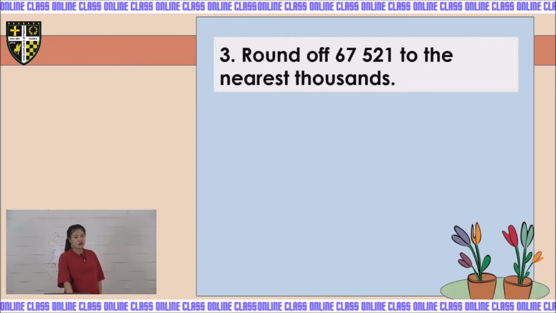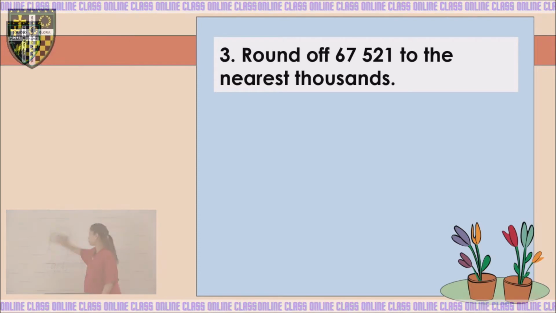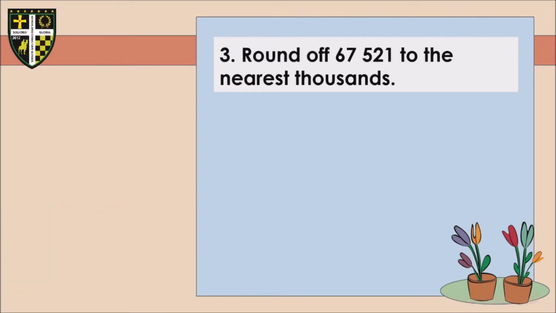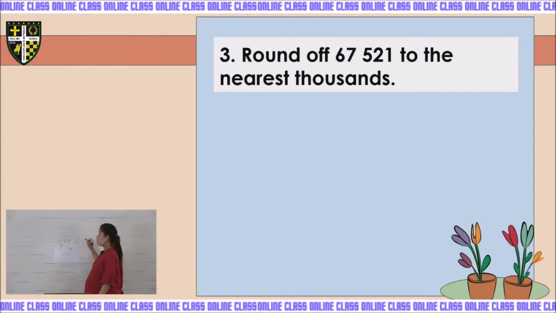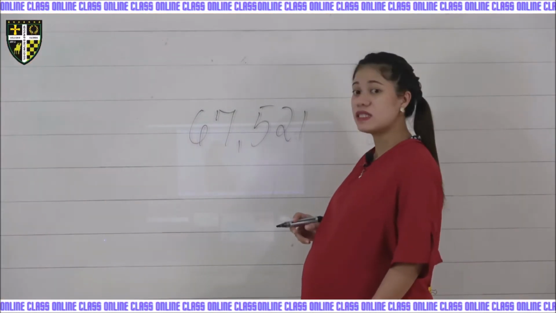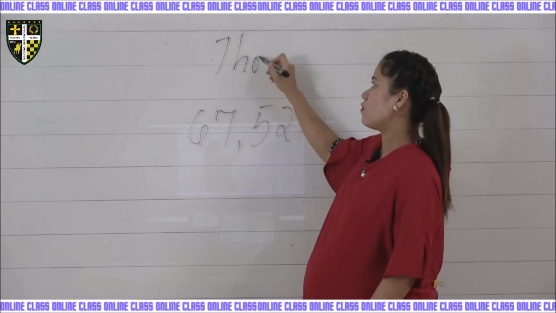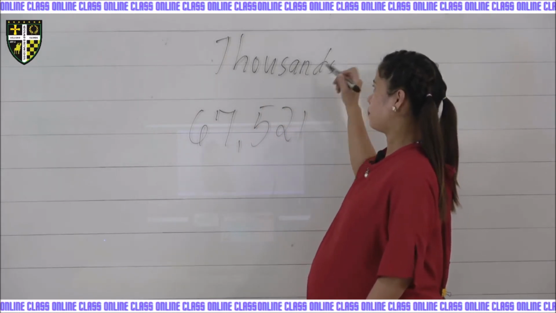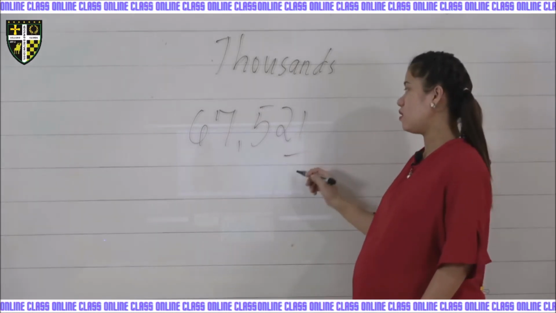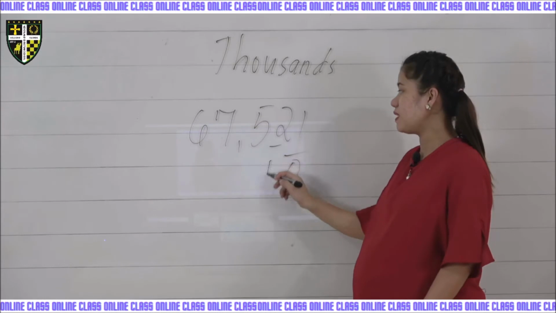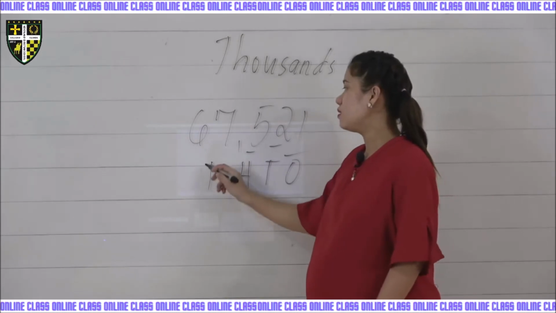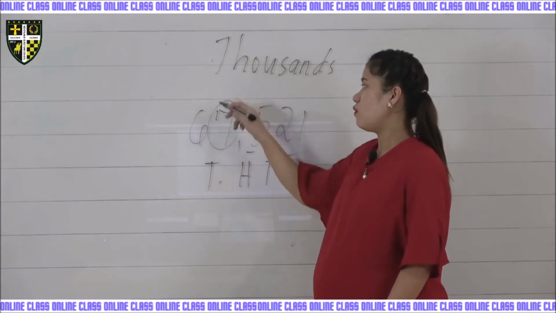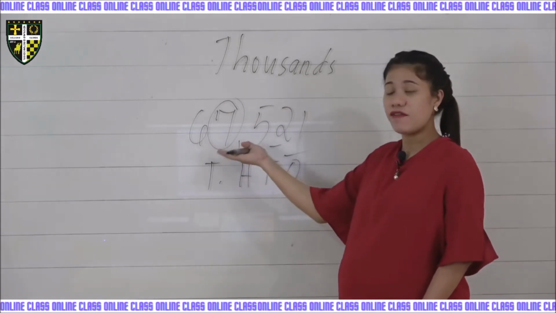So I will write it on the board for you to look at the number. So we have 67,521. Now we are focusing on the nearest thousands place. So we have to focus on the thousands place. So 1 will be the ones place, 2 will be the tens place, 5 will be the hundreds place, and 7 will be the thousands place. So let's focus on digit number 7.